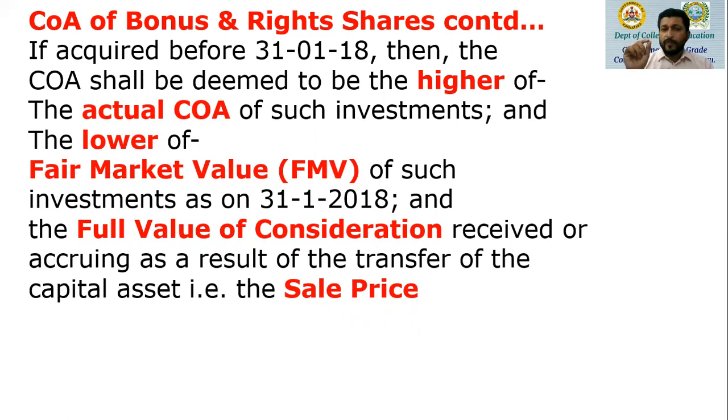So if the bonus and right shares are acquired before 31st January 2018, remember 31st January 2018 is a very, very important date, because during this date the budget was passed. The budget of the year 2018-19 was passed, and there came in what is called the grandfathering effect, which we will be discussing when we solve problems on shares and computation of capital gain.